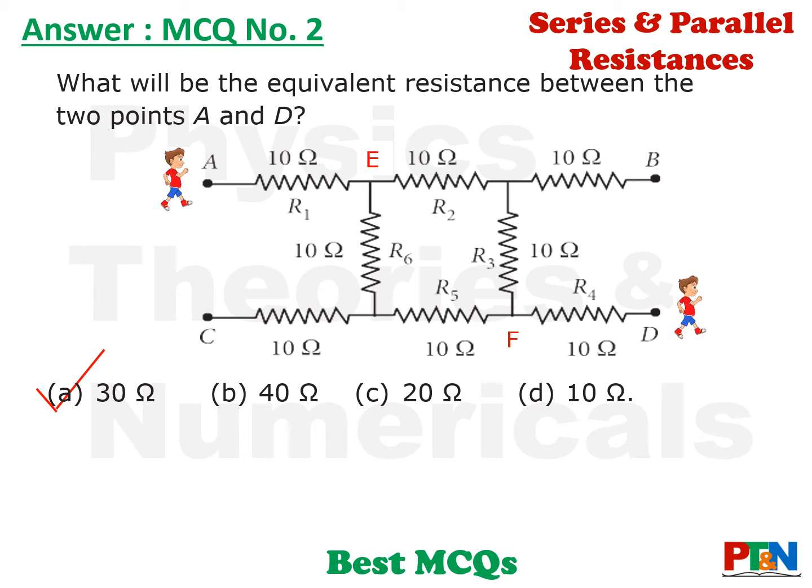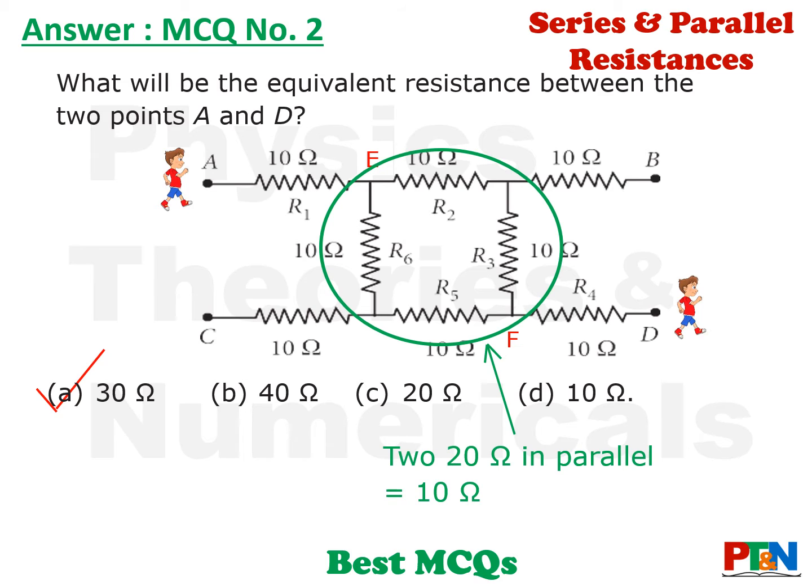Again, you need to walk from point A to point D. Only thing here, at point E, there are 2 paths. So between E and F, there are 2 parallel paths, each of them 20 ohm. So that will give you 10 ohm. 2 resistances of 20 ohm in parallel will give you 10 ohm. So the total resistance will be A to E is 10 ohm, E to F is 10 ohm, and again F to D is 10 ohm, total 30 ohm.